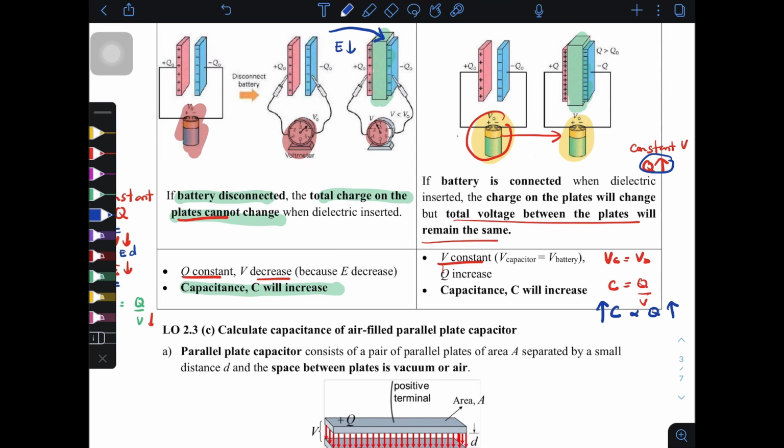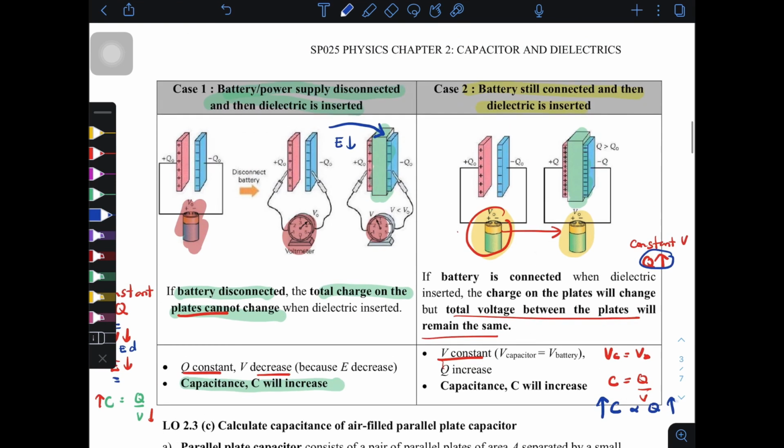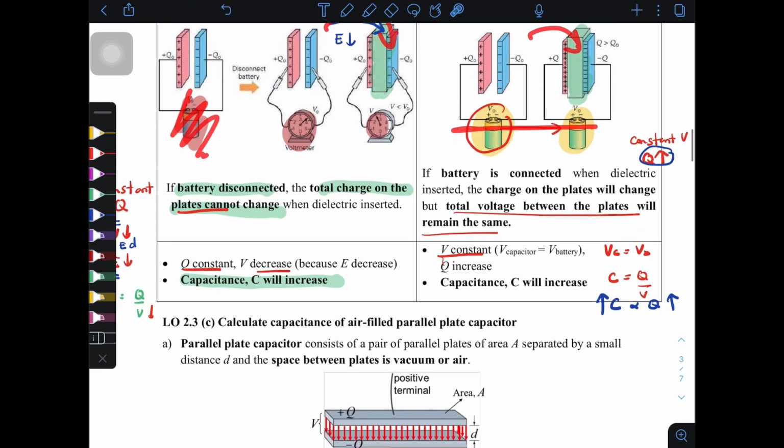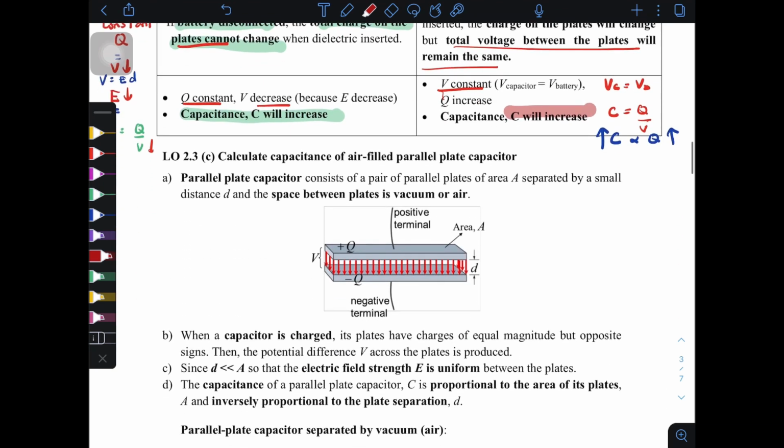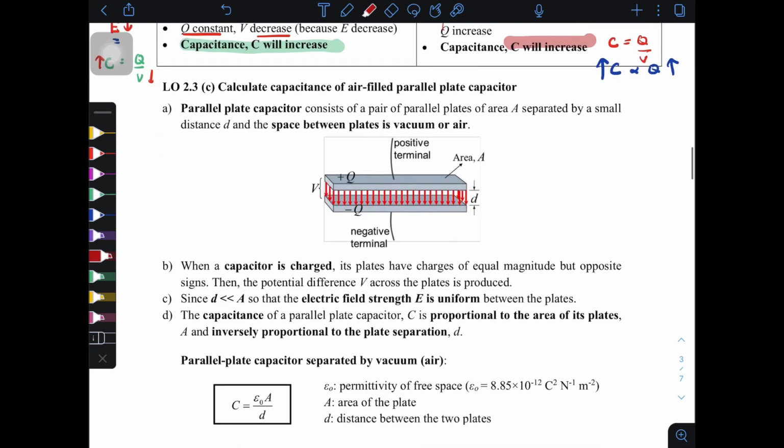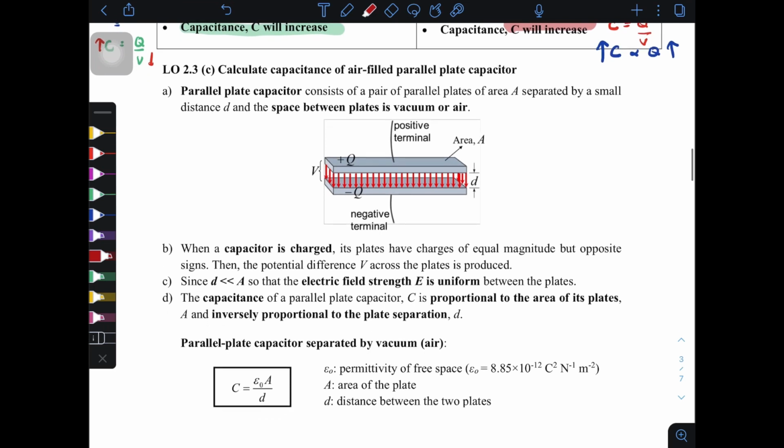Okay, so dua-dua case, tak kisahlah ada bateri ni tak remove ataupun bateri ni di-removekan, tetapi as long as we insert a dielectric material, final juga akan menyebabkan C will increase. So fungsi dielectric material ialah untuk increasekan capacitance. Right? And the next one is learning objective 2.3c, calculate the capacitance of air-filled parallel plates capacitor.